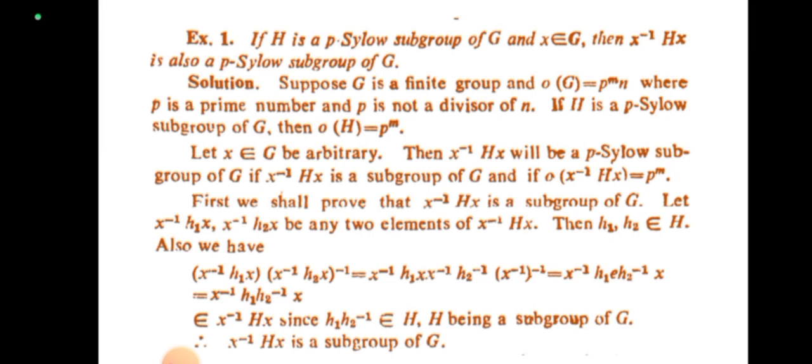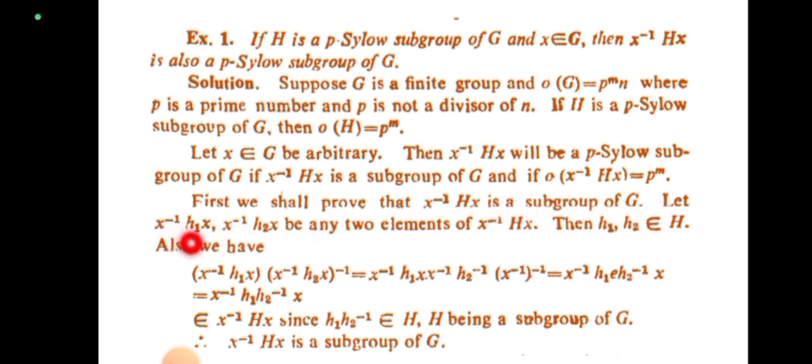Suppose G is a finite group and order of G is equal to p^m times n, where p is a prime number and p is not a divisor of n. If H is a p-Sylow subgroup of G, then order of H is equal to p^m. Let x belonging to G be arbitrary, then x inverse Hx will be a p-Sylow subgroup of G if x inverse Hx is a subgroup of G and if order of x inverse Hx is equal to p^m. First, we shall prove that x inverse Hx is a subgroup of G.